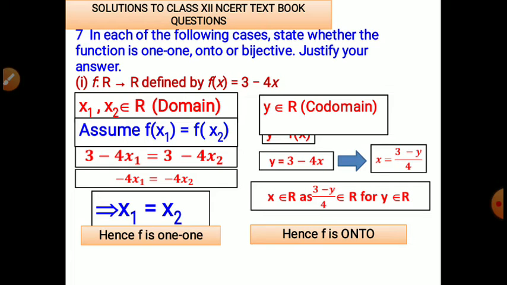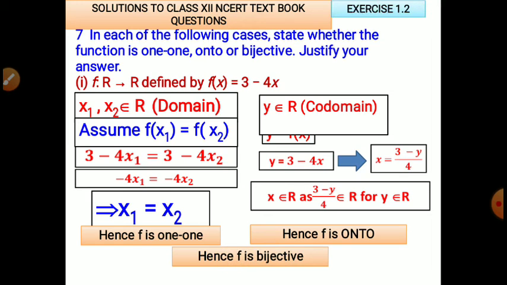Why any? Here this function is defined, and we are taking the real numbers as the codomain. If you take any real number, will you get a real number x or not? You need to think. If it is not satisfying, then it is not an onto function. So let us go for bijective. A bijective function is nothing but a function which is both 1-1 and onto.